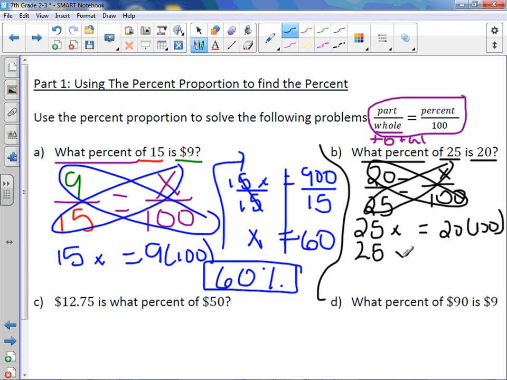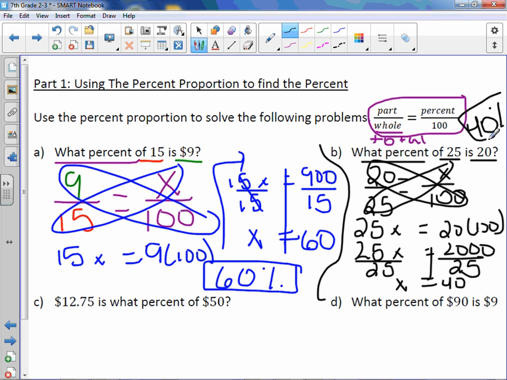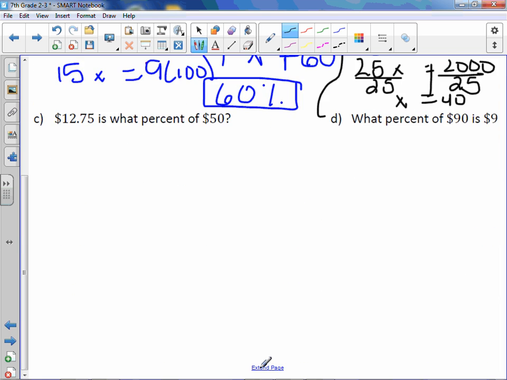So 25x equals 2,000. Divide by 25. X equals, think 25 into 200, which is 4 times, therefore 40. And our answer, I'll write over here, is 40%. That is for letter B. Letter C. 12.75 is what percent of 50?